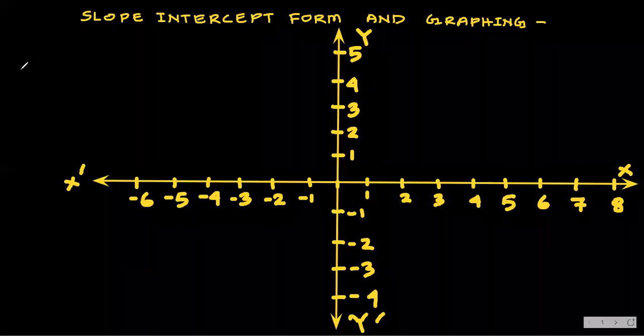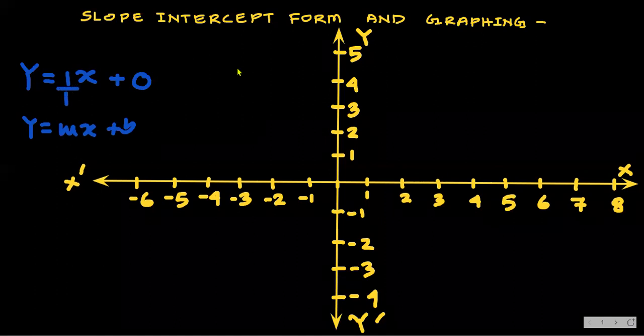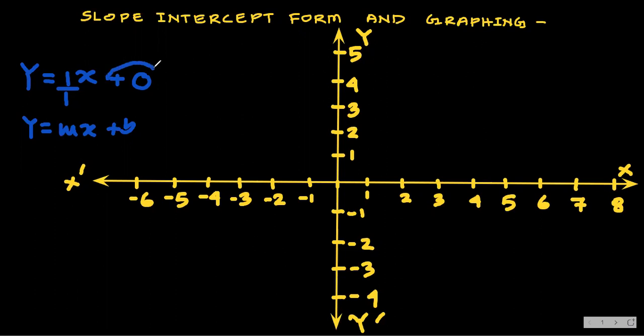Let's take another example. y = x. Now see, in this particular graph, the b is missing. Generally, the form is y = mx + b, but you can see the m value is 1 here, and b is missing. So we can write y = 1x + 0, right? And this 1 can be written as 1 over 1, correct? So 0 will be your y-intercept. So 0 means this point.